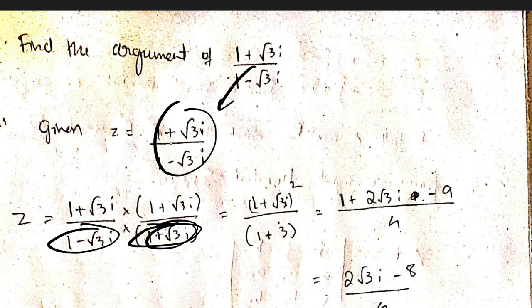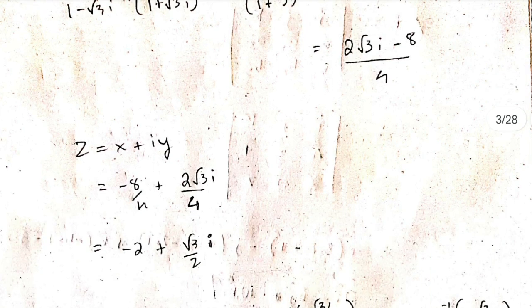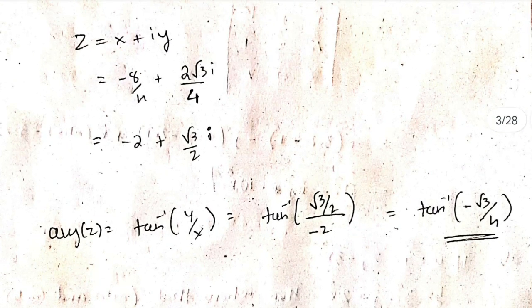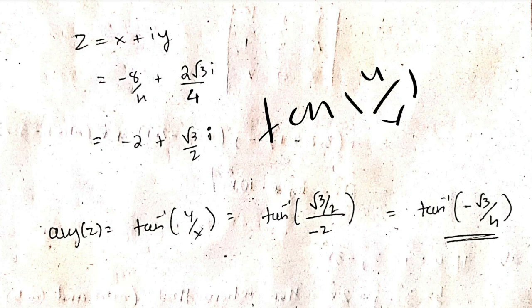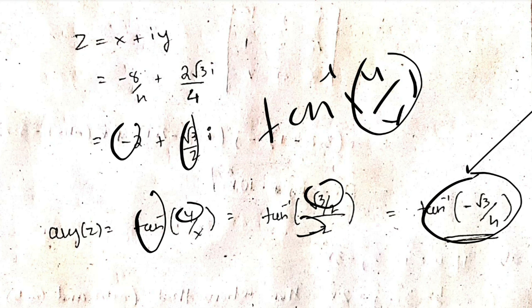After the normalization of the denominator, you will get a term here which you need to simplify and separate the imaginary and the real part. If you separate that, you will get minus 8 by 4 here and 2 root 3 by 4 with i here. And after you have got this one, you have to find out the tan value. So what is tan? Tan is nothing but y by x. If you take tan of y by x, you will get the value of the angle. So tan inverse of y by x is the angle. So take tan inverse, and y's value is root 3 by 2 divided by minus 2. When you do that, tan inverse of this one is the angle. That's the argument of the given question.